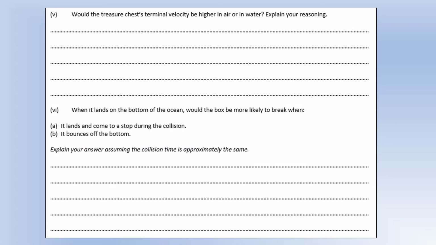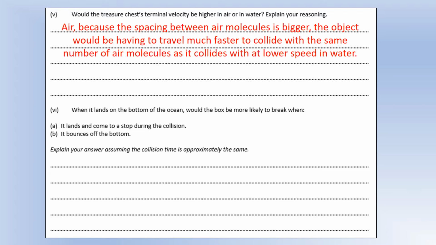Would the treasure chest's terminal velocity be higher in air or in water? Explain your reasoning. So it's going to be higher in air, and it's the same reason as we had before. The spacing between air molecules is bigger, so the object would have to be traveling much faster to collide with the same number of air molecules as it collides with at a lower speed in water. So essentially, because of a much lower density or much bigger spacing between molecules, you're going to have to collide with many more of them, which means you're traveling faster.